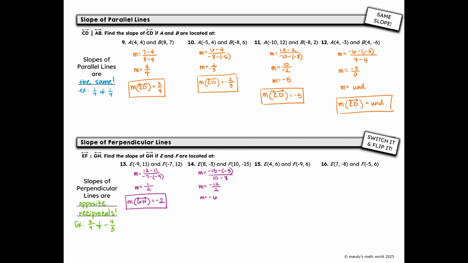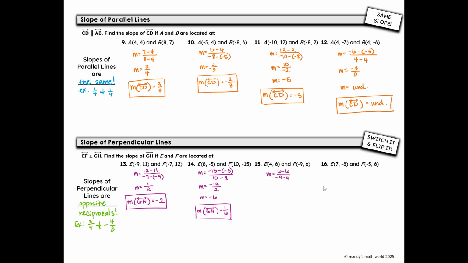So if the slope of line EF is -6, then the slope of line GH, which is perpendicular to it, is going to be what? I'm going to flip it and take the opposite. Remember, -6 is just -6/1. So when I flip it and take the opposite, I get positive, flipped, 1/6. So the slope of line GH is 1/6. Last two examples. Number 15, let's plug it into our slope formula.